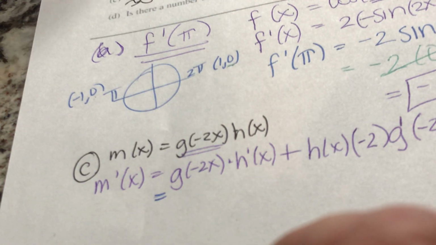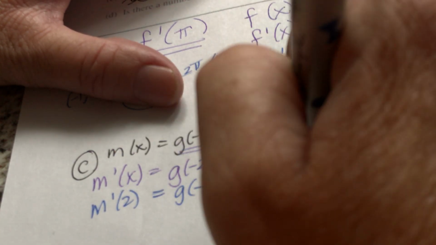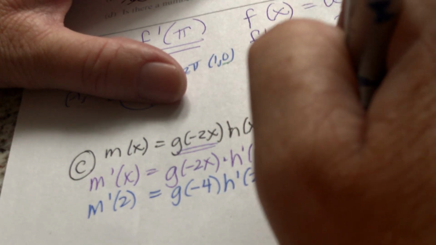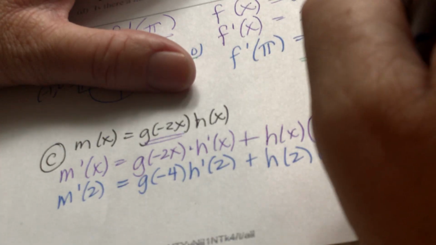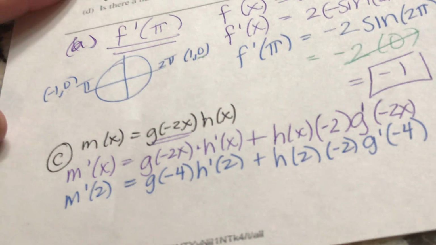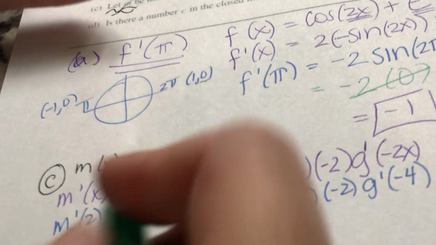It asks for m prime of 2. So we're going to plug in 2's. So if I plug in a 2 right here, negative 2 times 2 is negative 4. H prime of 2 plus h of 2 times negative 2 times g prime of negative 4. So now it's a treasure hunt. You just got to go find all the pieces that fit.